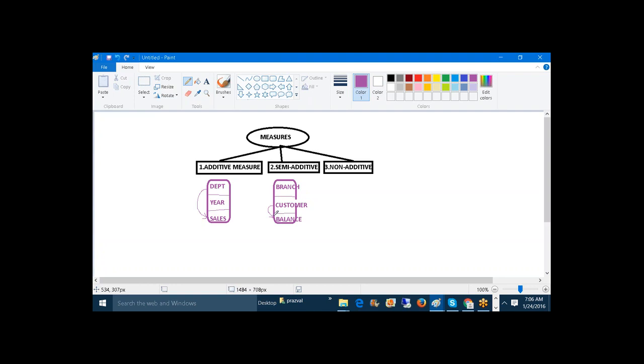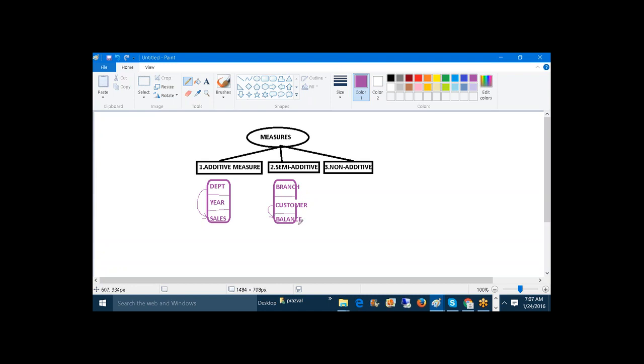But on the balance, if I apply sum of balance, what does it mean? It is going to add all the transactions, right? So right from the first day of opening of the account till the current date, it is going to add all the transactions in my account. So even though it is going to give us one consolidated balance value, if you compare with the customer, it is going to give us a meaningless output. If you add all the transactions, we cannot perform any analysis on that.